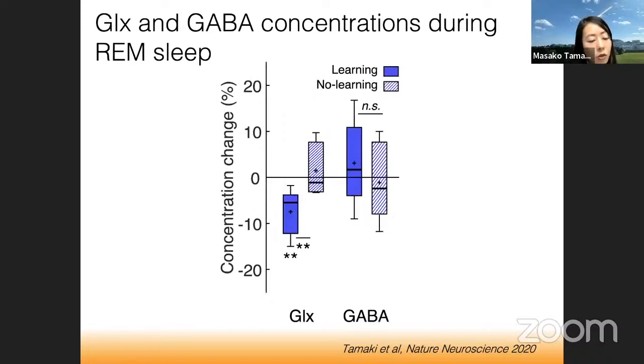This shows the glutamate and GABA concentration changes during REM sleep. For the GABA concentration, there is no significant change with or without learning. However, for the glutamate value, there is a significant decrease in the amount of glutamate only after learning, and there was no change without learning. So the EI ratio decrease, which was specific to learning during REM sleep, was due to the decrease in the glutamate concentrations.